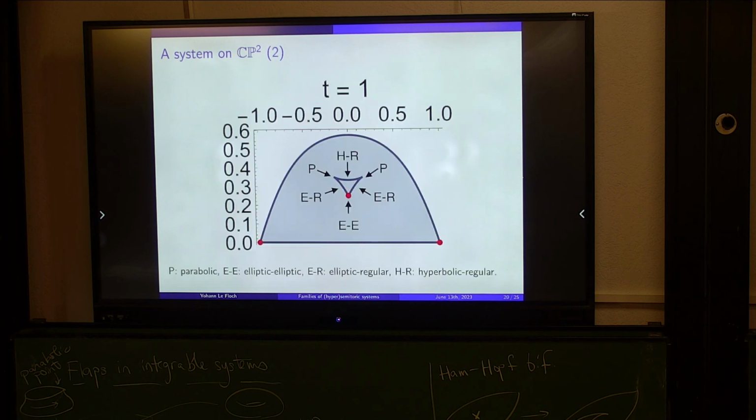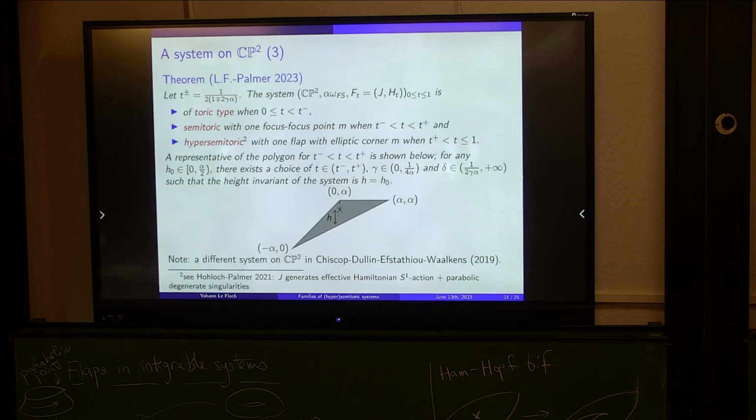But okay, and maybe I should stop soon. So we are very proud because we managed to prove all this. So not only do we have the pictures, of course it was the same for the other pictures, we proved stuff. We are not doing pictures only in our lives, unfortunately. But we proved all of this, that the system is of toric type whenever you want, semitoric with one focus point with this polygon. And hypersymmetric with one flap, and we said stuff about the flap, we control the size of the flap also in terms of delta and everything.